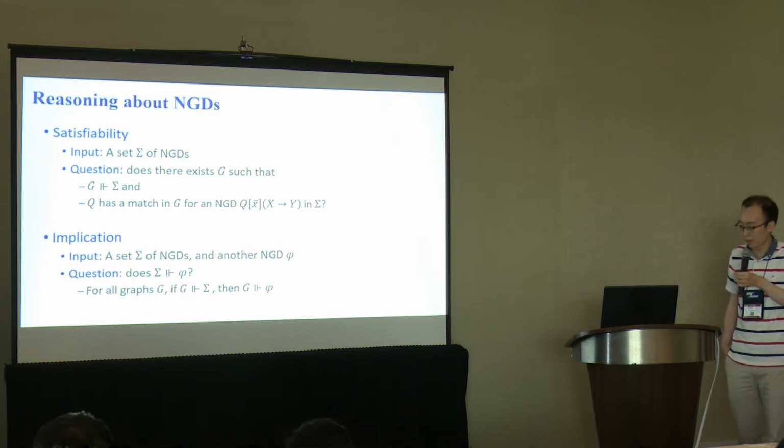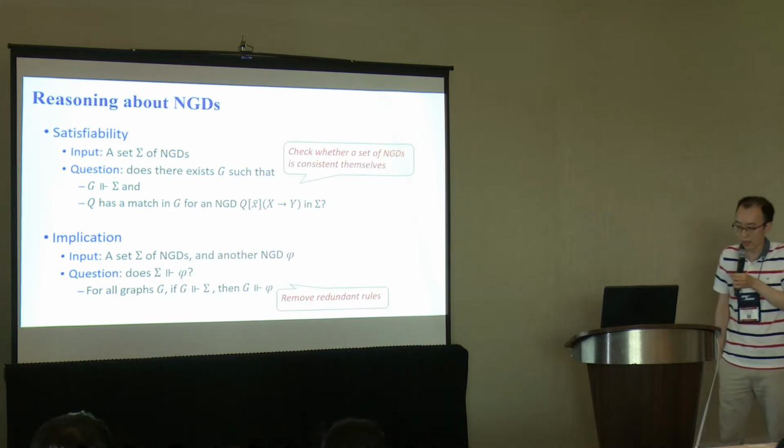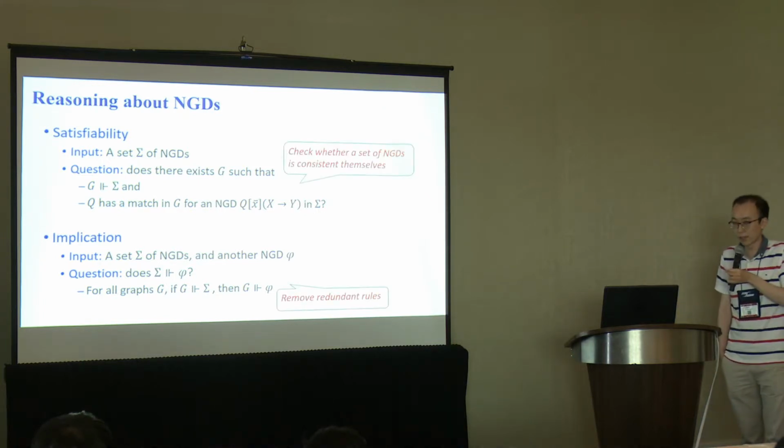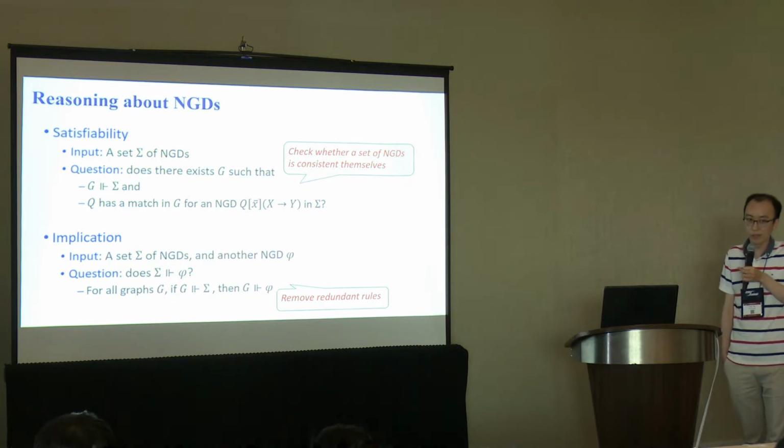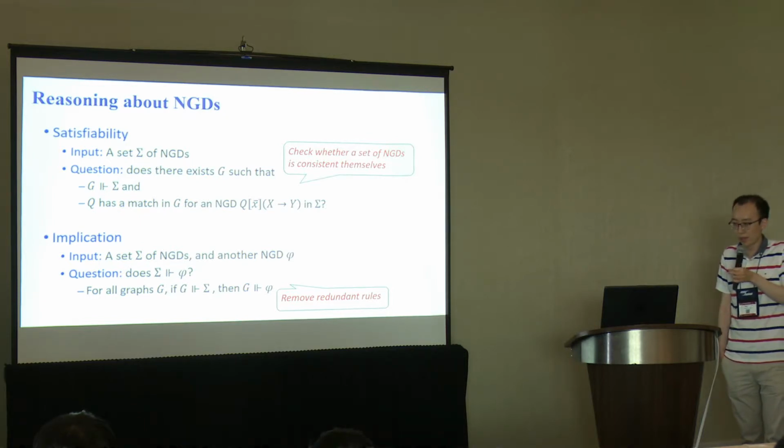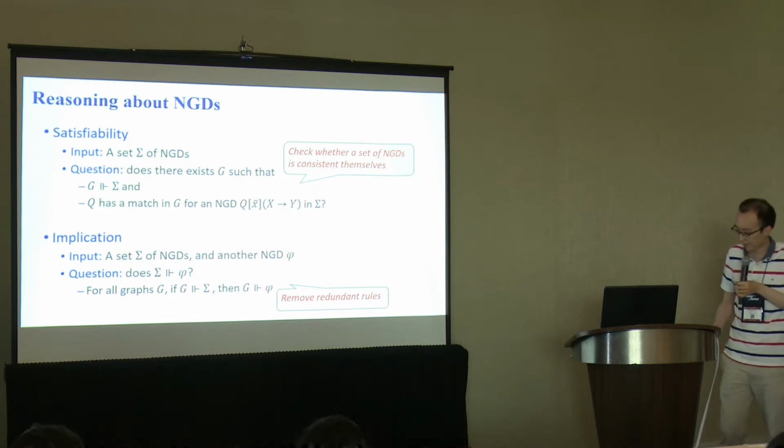These are not only of theoretical interest, but also find practical applications. The satisfiability analysis enables us to check whether a set of NGDs is dirty before being used as data quality rules. And implication analysis helps to remove redundant rules so they can optimize the data cleaning process.